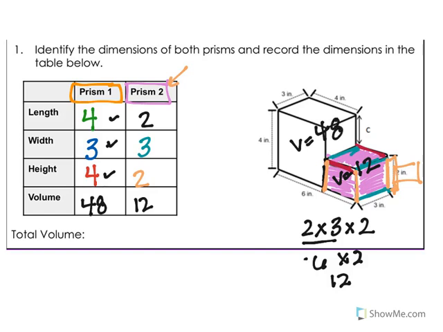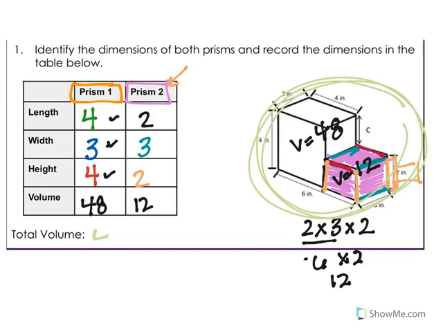To find the total volume of our whole thing, we would need to add volume 1 plus volume 2, meaning we would need to add 48 plus 12 to find the total volume. 48 plus 12 is 60. We would have 60 cubic inches as our final answer.